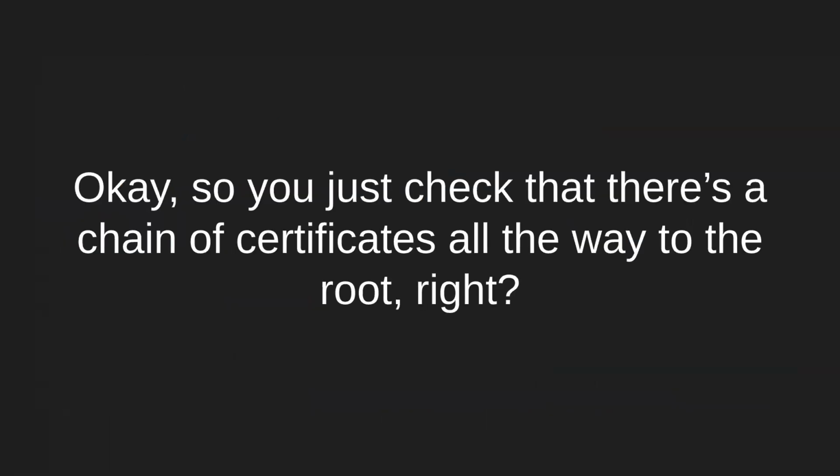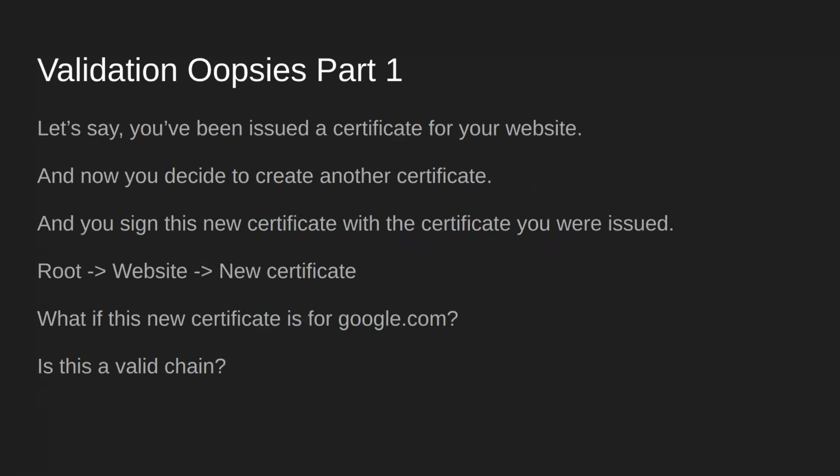So you just check that there's a chain of certificates, right? No. So let's say you've been issued a certificate, and then you create another certificate, and then you sign that certificate with the certificate that you were issued. So, I mean, how can you do that? When you get a certificate, it has the public key, and it is a certificate. So you could, and you also have a private key, and so you could sign another certificate with your certificate.